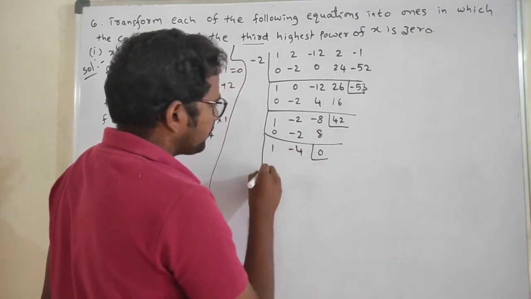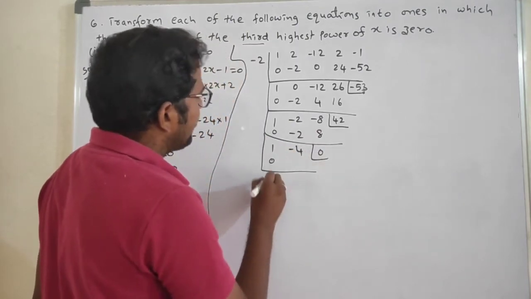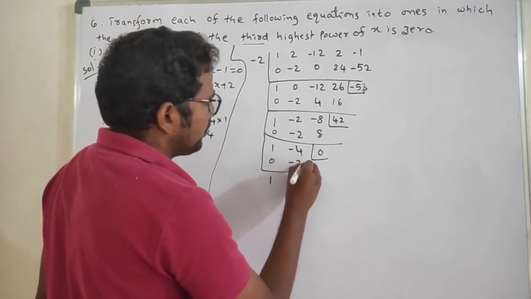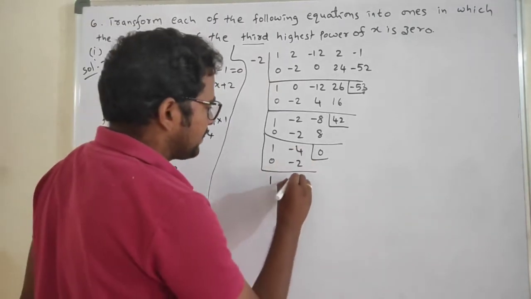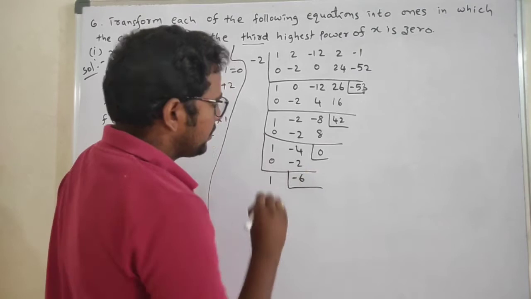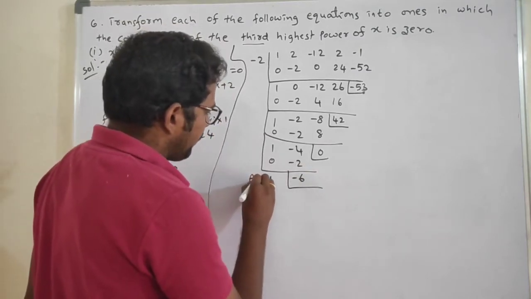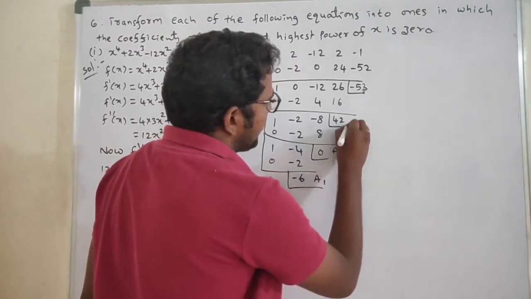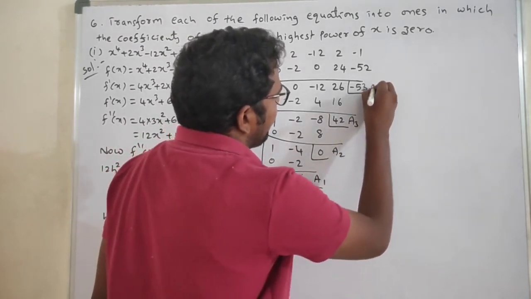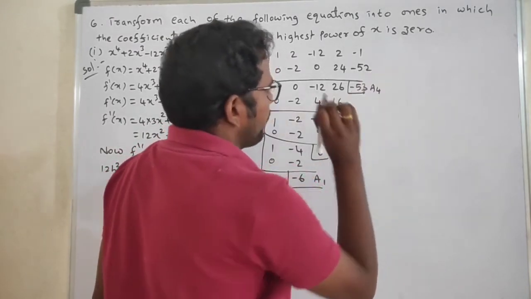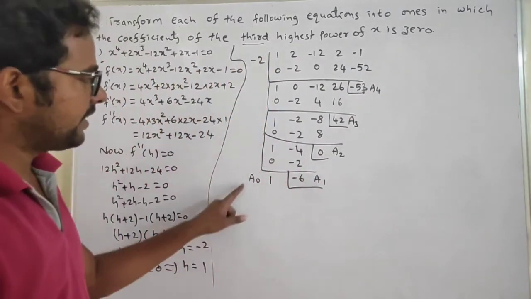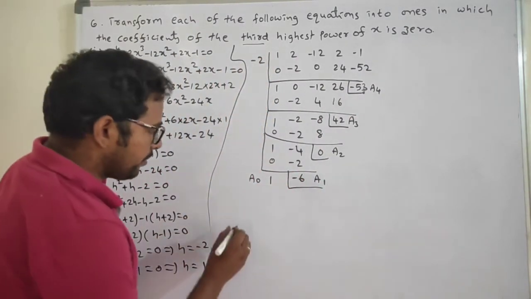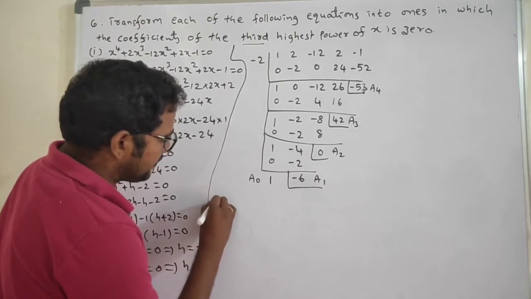Again 0, 1 plus 0 is 1, minus 2 into 1 is minus 2, minus 4 minus 2 is minus 6. So take this as a0, this as a1, this as a2, this as a3, and a4. So what is the required equation? a0 x power 4 and so on.